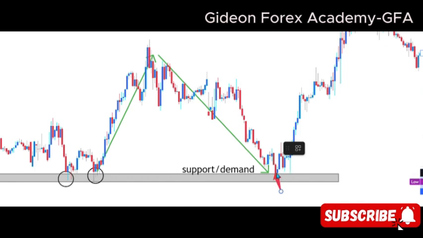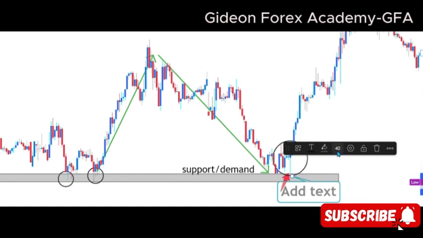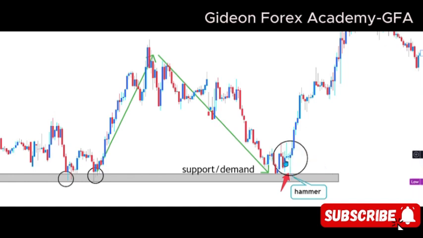So we see this particular candle here of interest is a hammer. It's indicating aggressive buying pressure. This is a hammer right here. That is a hammer candlestick pattern, and it's indicating aggressive buying pressure at that point with the long wick at the bottom.